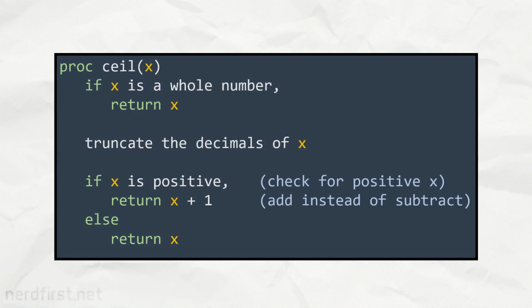The converse is true for a ceiling function. Once again, if it's an integer, we simply return the exact same thing. Otherwise, if it is a decimal number, positive numbers will be truncated and then have 1 added to it, whereas negative numbers are simply truncated. So yeah, it's not actually as simple as it looks.